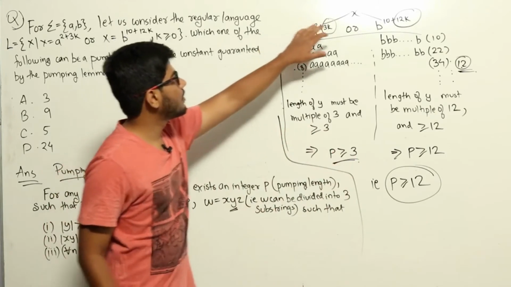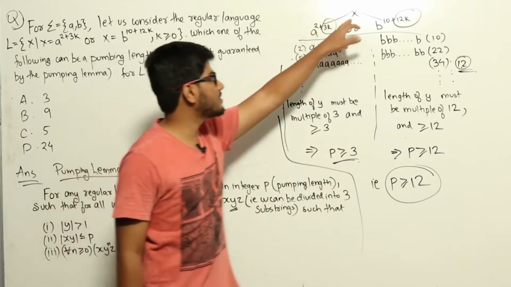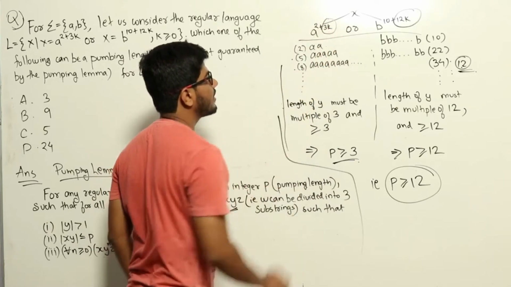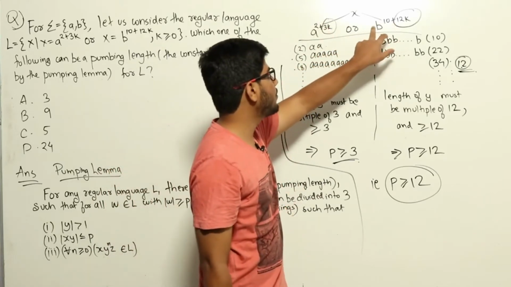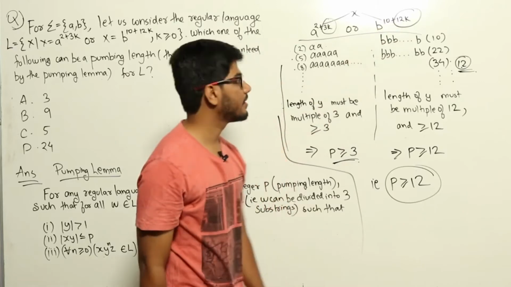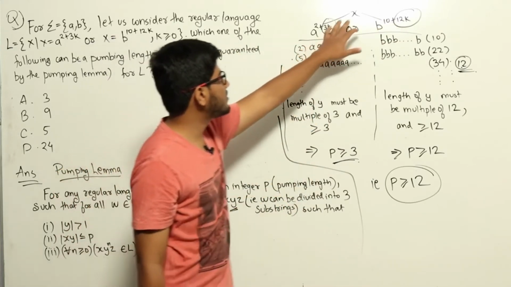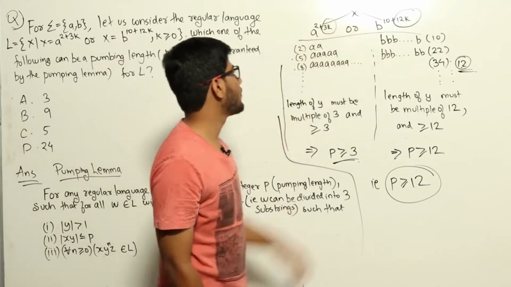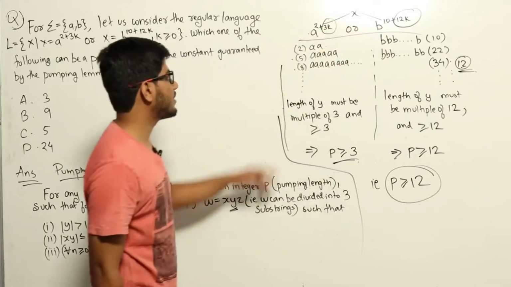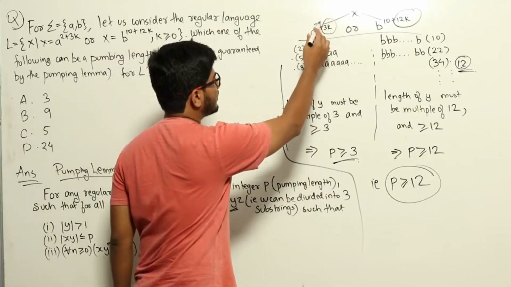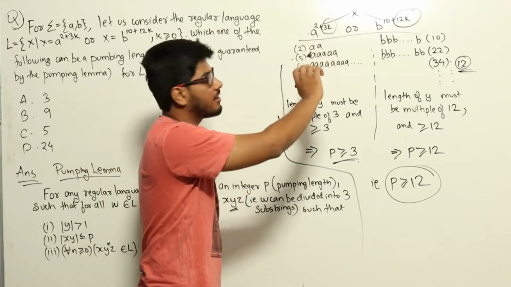So our language is the set of all strings x such that x is either of the form a^(2+3k) or of the form b^(10+12k), which we got from the question. So x should be a string of either this form or this form. What this form generates is strings of a's with some length. Let us say k is 0; k should be greater than or equal to 0.